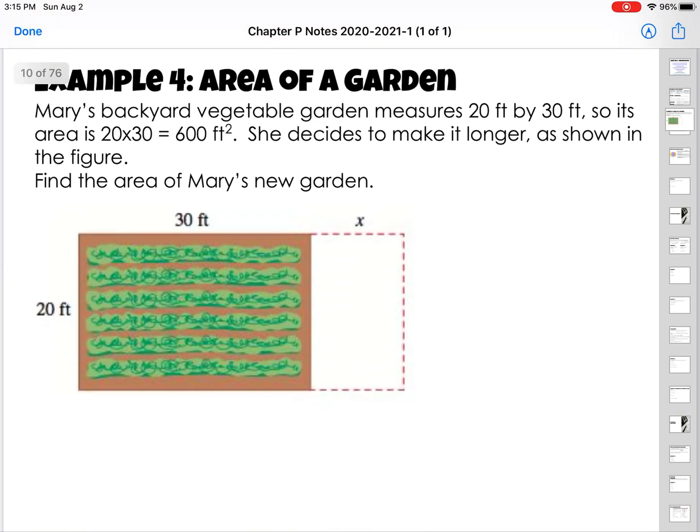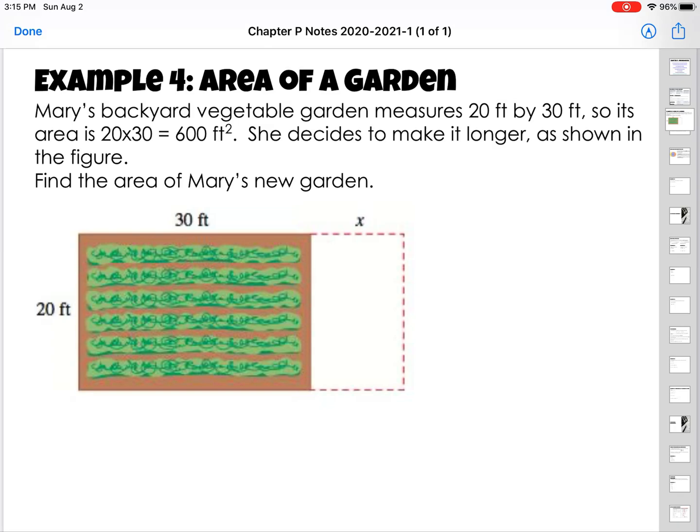In example 4, we have the area of a garden. So Mary's backyard vegetable garden measures 20 feet by 30 feet. So its area would then be 600 feet squared or square feet. She decides to make it longer as shown in the figure. So we see this dotted area that's being added on. And we want to find the area of Mary's new garden. So obviously it's going to have an X in it, but we do want to write this out.